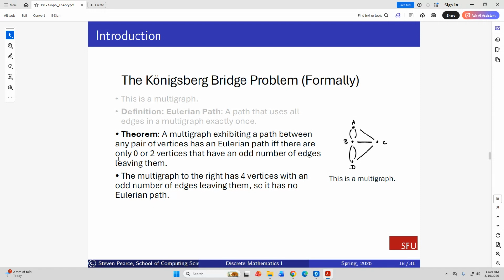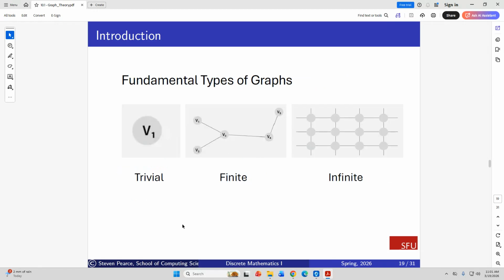Again, what we're looking for: a graph has an Eulerian path if and only if there are only 0 or 2 vertices that have an odd number of edges. Well, 1, 2, 3, 4. Okay, there's no 0 and certainly not 2 vertices that have an odd number. So what do we have? The multigraph has 4 vertices with an odd number of edges, so it has no Eulerian path. Okay, that's pretty simple.